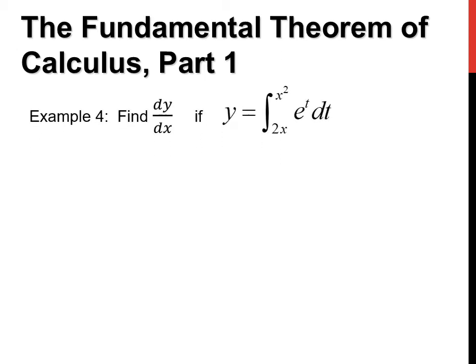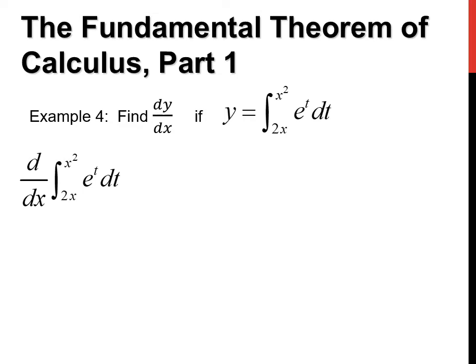Let's continue with the fourth example of the lesson. Find the derivative of the function y equal to the integral of e to the power of t dt, integrated from the lower limit 2x to the upper limit x squared. Here you can see that the lower and upper limits of integration are both variables. They are not constants. The lower limit is 2x and the upper limit is x squared.